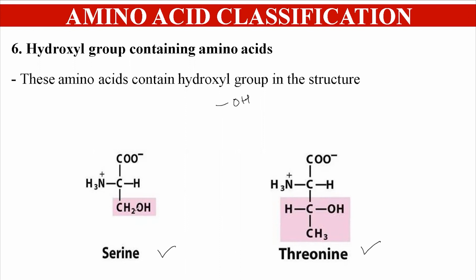So if you look into the structure of serine, there is this one C group present along with an OH group. And then we have this threonine, which is having the OH group, which obviously should be there because this is a hydroxyl group containing amino acid, and there is a methyl group also present here. So this was about the amino acids that contain hydroxyl group. Moving on to the next category.